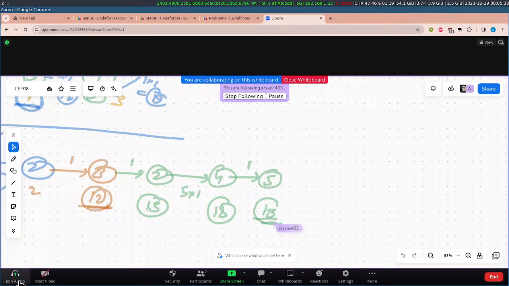Any questions on this one, like what does the problem statement ask, first before we try to solve it?